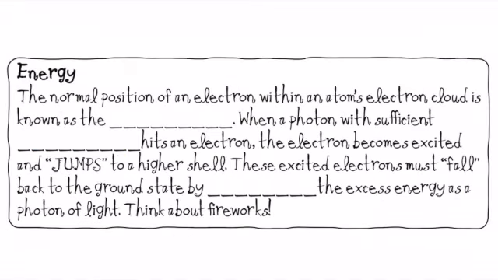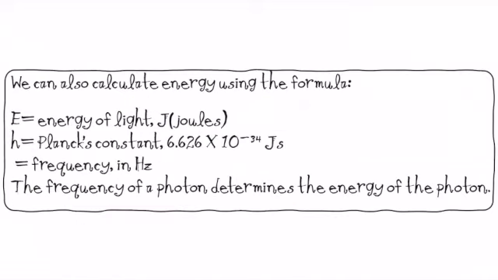The normal position of an electron within an atom's electron cloud is known as the ground state. When a photon with sufficient energy hits an electron, the electron becomes excited and jumps to a higher shell. These excited electrons must fall back to the ground state by emitting the excess energy as a photon of light. Think about fireworks.